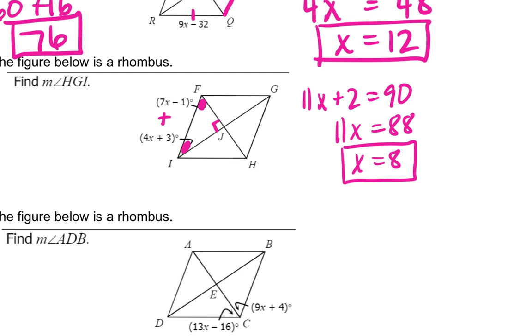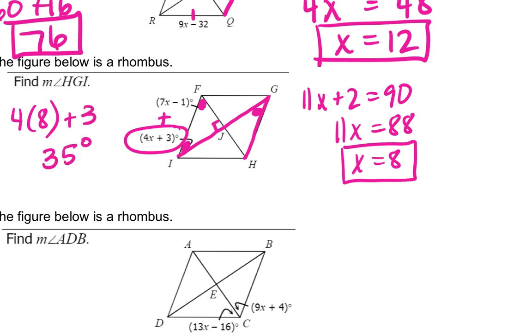And then it says find the measure of HGI. HGI, which is this angle right here. So it's going to be equal to whatever 4x plus 3 is. So 4 times 8 plus 3 would be 35 degrees.